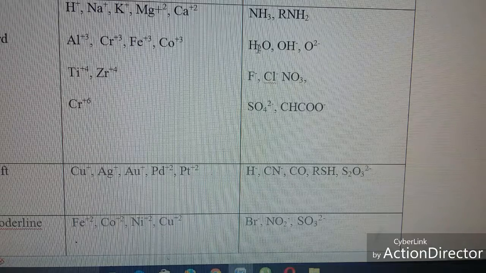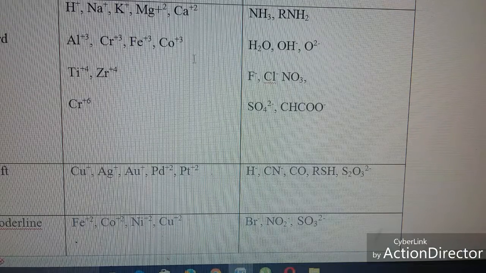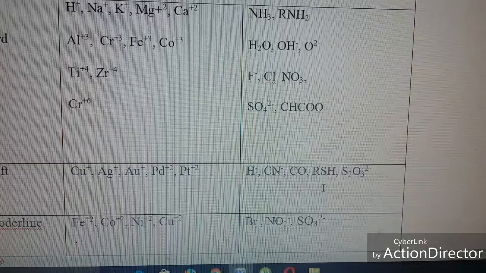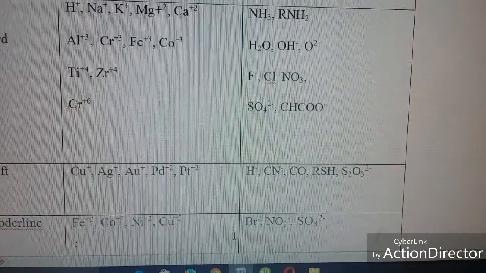These are the examples of hard acid and base, soft acid and base, and a few which are on the borderline.